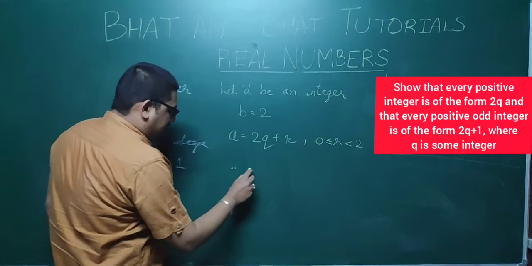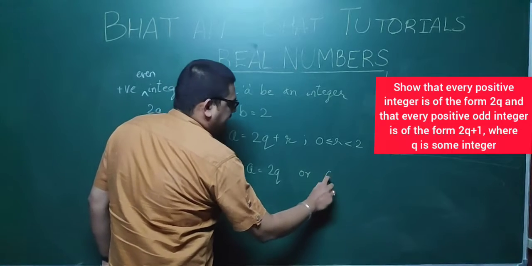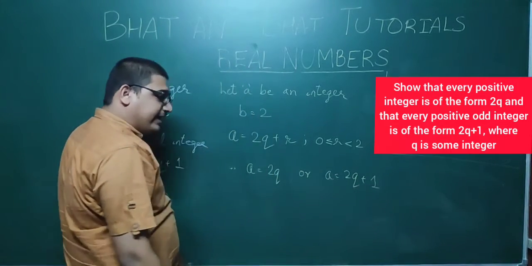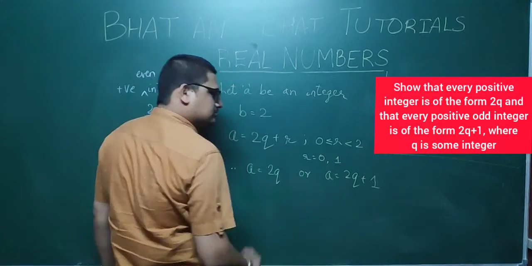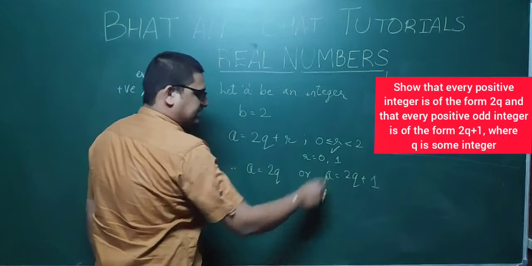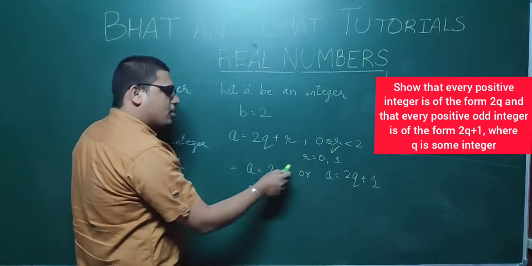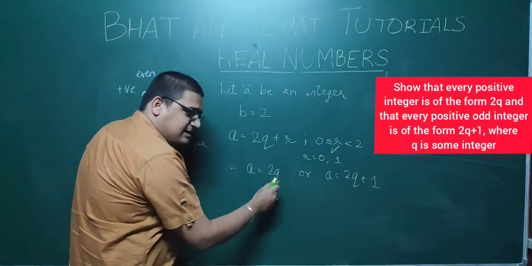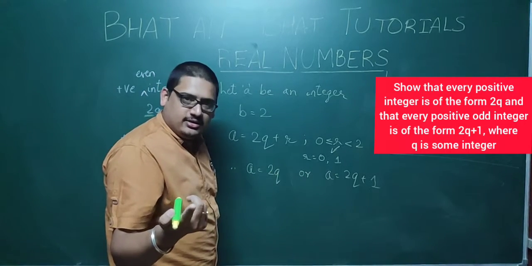Therefore, I can say a is equal to 2q or a is equal to 2q plus 1. Why? Because r can take values 0 or 1 from here. That is our conclusion. So if a is equal to 2q, this is nothing but multiples of 2. Any multiple of 2 is an even integer. That's what you have studied.